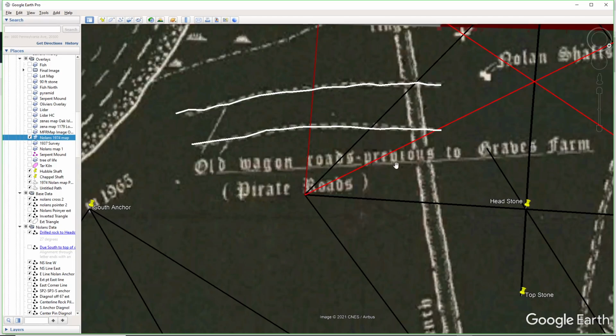Old wagon roads previous to Graves' farm. Pirate roads, he called them. And guess where these are? Yes, they're in the swamp. Actually, this is the one they're probably uncovering right now. And this one is more in the middle of the swamp. When I take this down, you'll see the eye of the swamp is right here.